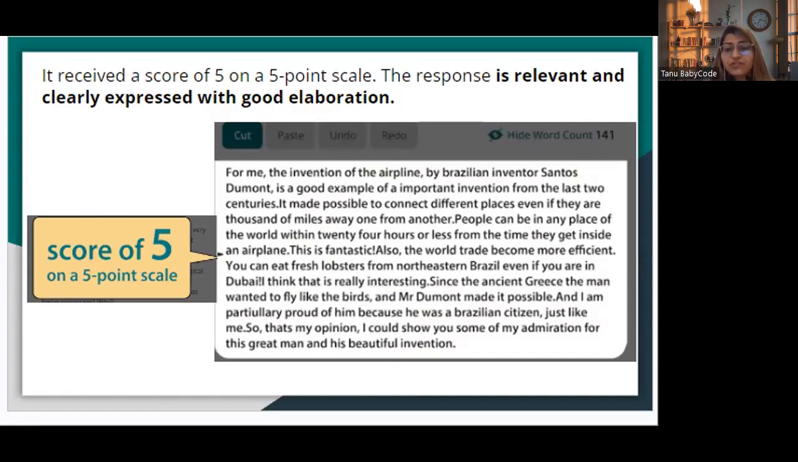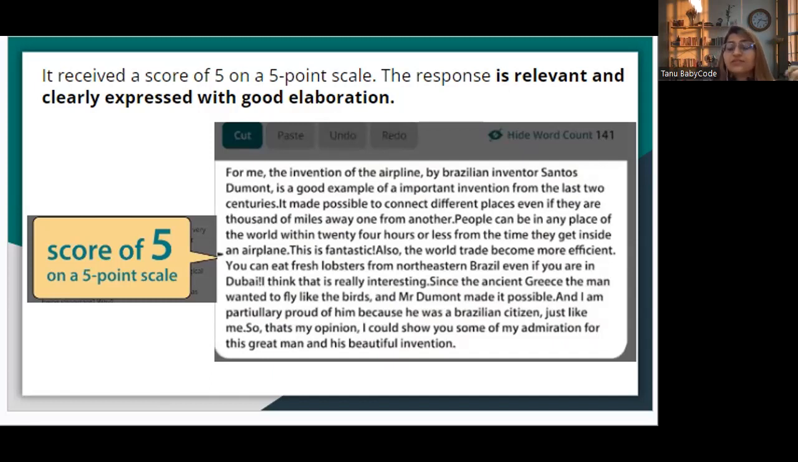Since ancient Greece, man wanted to fly like the birds, and Mr. Dumont made it possible. And I am particularly proud of him because he was a Brazilian citizen, just like me. So that's my opinion. I could show you some of my admiration for this great man and his beautiful invention, right? So this answer received a 5 score.